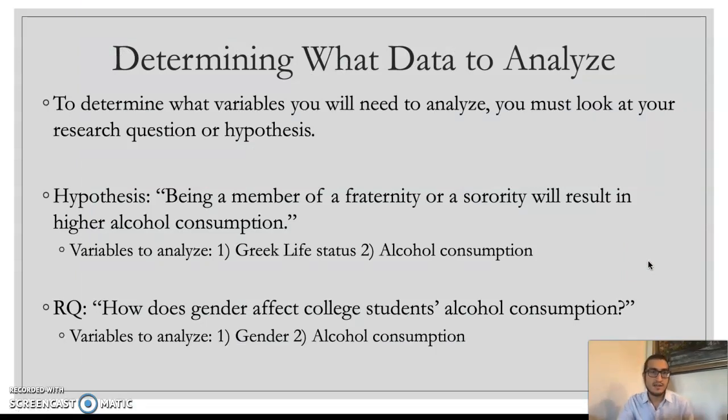Determining what data to analyze. To determine what variables we'll need to analyze, we must look at our research question or our hypothesis. So our hypothesis, again, is that being in Greek life will result in higher alcohol consumption. So the variables we want to look at are Greek life and alcohol consumption. Research question: how does gender affect college students' alcohol consumption? For this particular analysis, we'd want to be looking at both gender and alcohol. So it really depends on what variables you're addressing in your hypothesis and your research question to determine what you're going to analyze for this particular project.